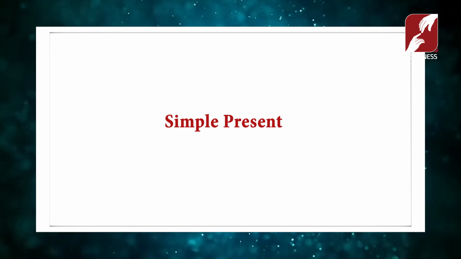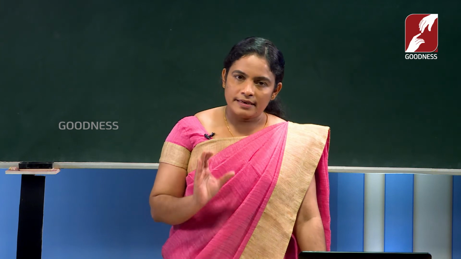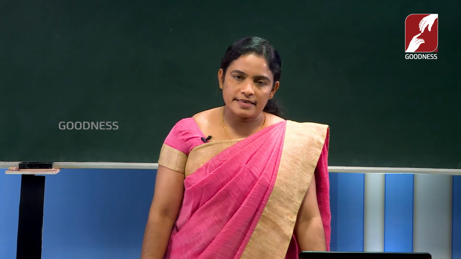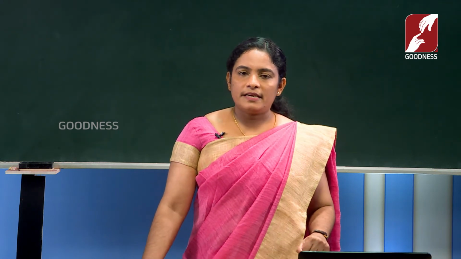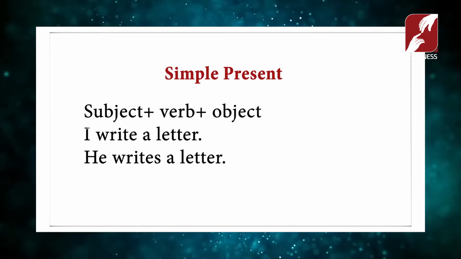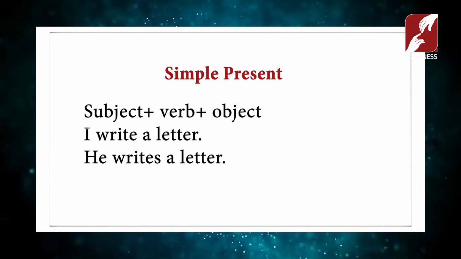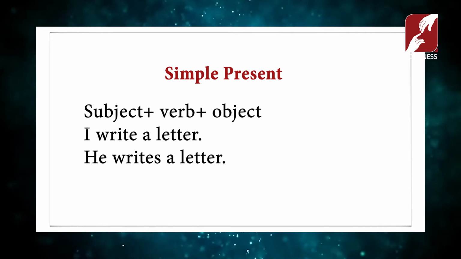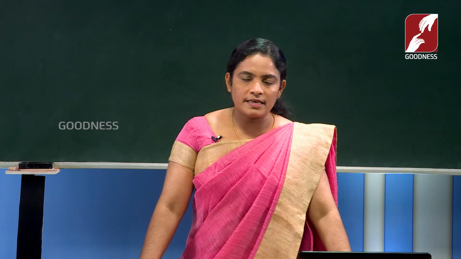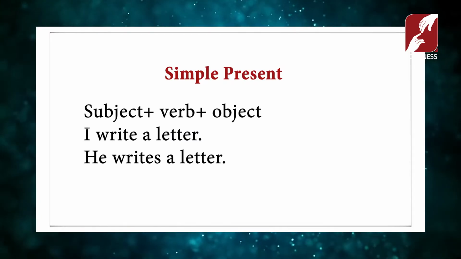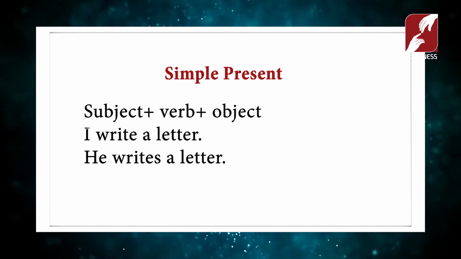First of all, simple present tense. How can we identify a sentence as a simple present tense? See, one rule is there. For a simple present tense, there will be a subject and a verb, that means the first form of the verb, and an object also will be there. The first form of the verb will be used in the simple present tense. For example, I write a letter. See the second example. He writes a letter.